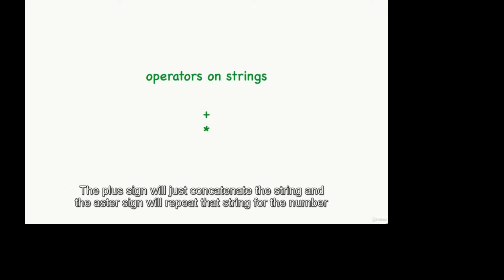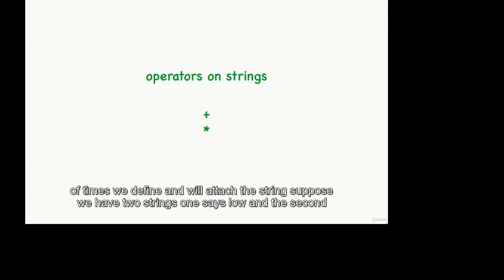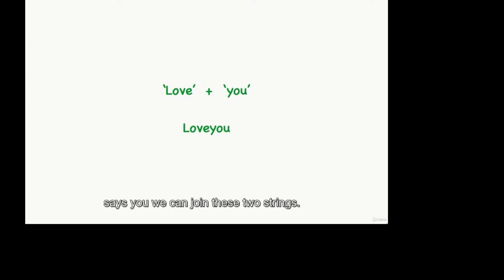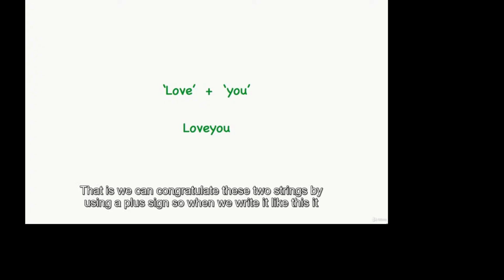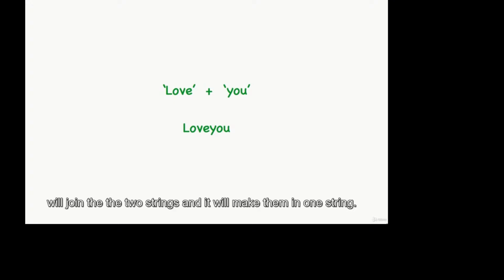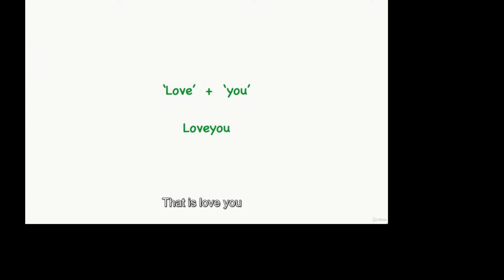We can use operators plus and asterisk on strings as well. The plus sign will just concatenate the strings, and the asterisk sign will repeat that string for the number of times we define and will attach the string. Suppose we have two strings, one says love and the second says you. We can join these two strings, that is, we can concatenate these two strings by using a plus sign. When we write it like this, it will join the two strings and make them one string, that is, love you.